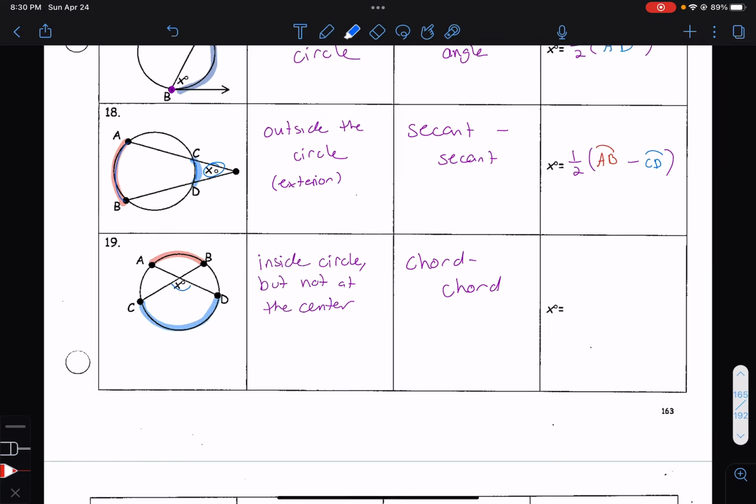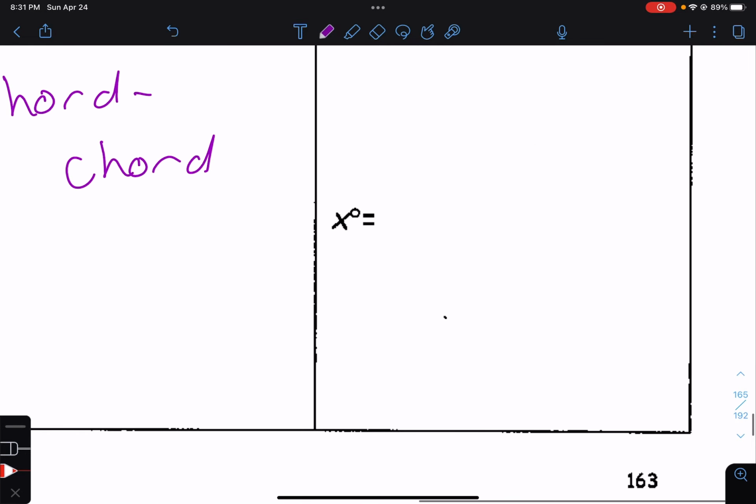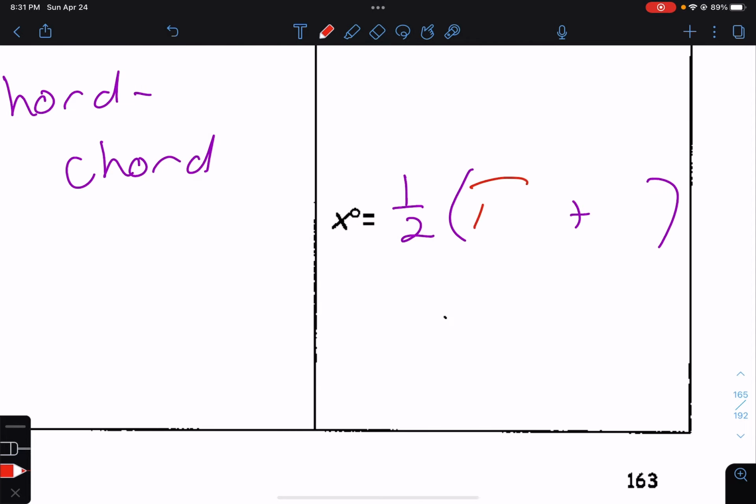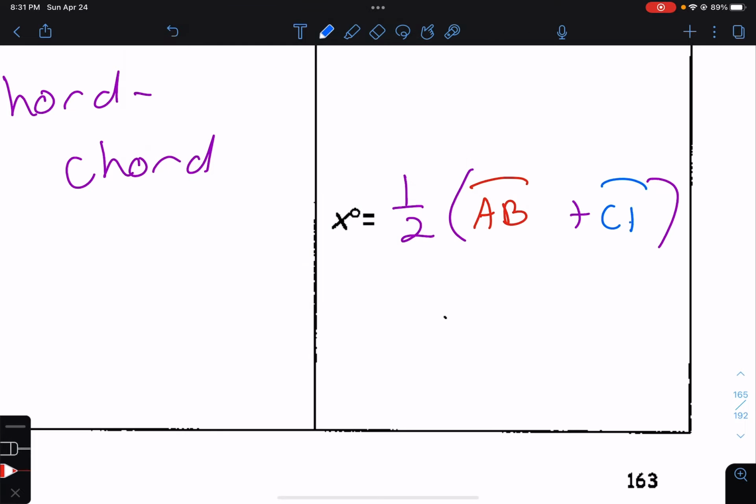Instead of subtracting, a lot of these have been the difference so far. This one we're actually going to add. So it's going to be 1/2, and then we're going to do arc AB plus arc CD. All right, and that will give us our X value.